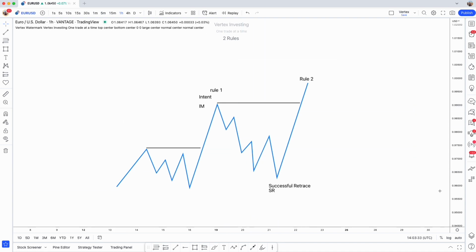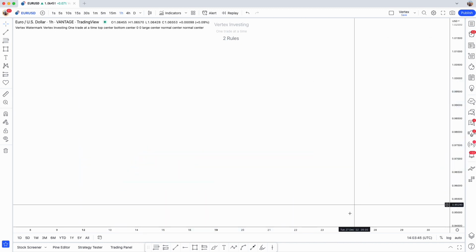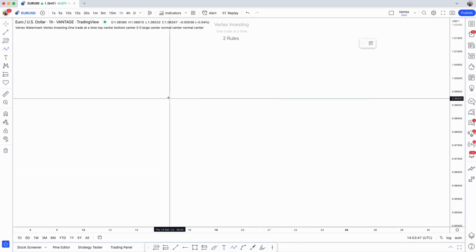That's the basic rule set. Effectively it's two breaks of structure, and that confirms whether price is bullish. For bearish it's the exact same thing going the other way. So I'll do the exact same thing for you just to clarify it.